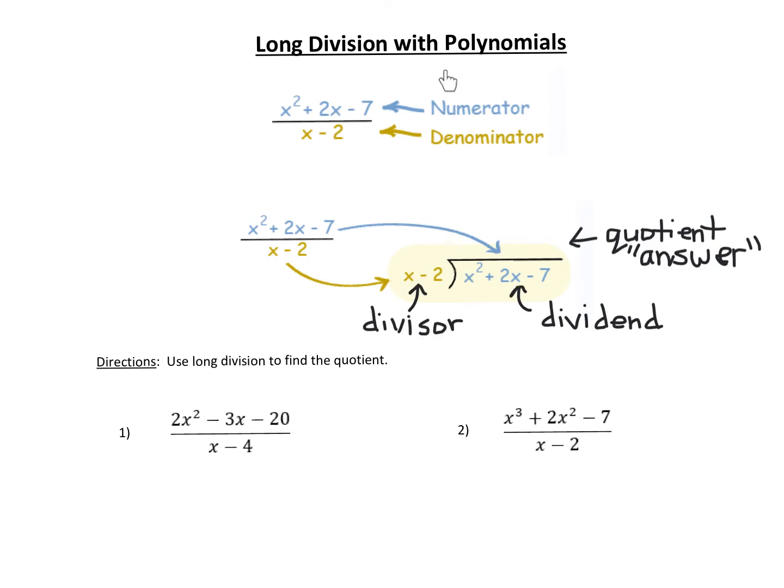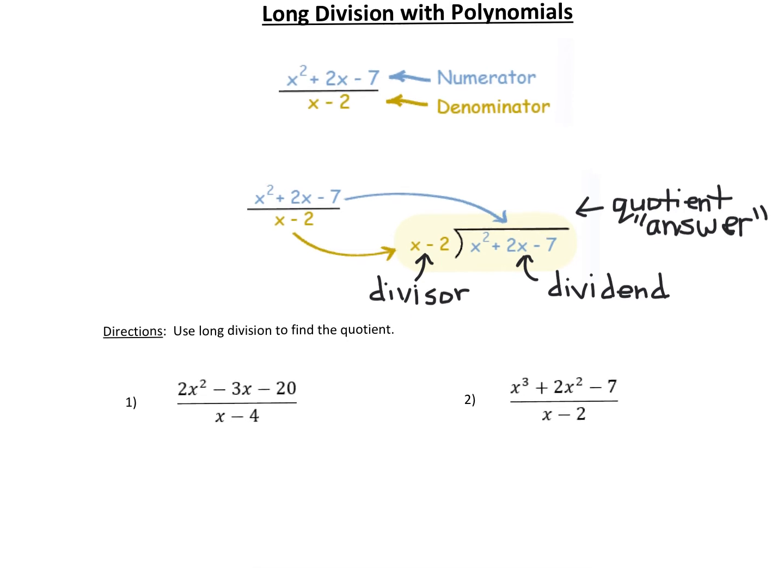When we look at it like this, the top of our fraction we know is the numerator and the bottom of the fraction we know is the denominator. So what we're doing is dividing the numerator by the denominator. The numerator is what we're going to place under the division bar. We call that the dividend. And the denominator we're going to place outside the division bar. This is called our divisor. And the answer we get on top here is going to be our quotient.